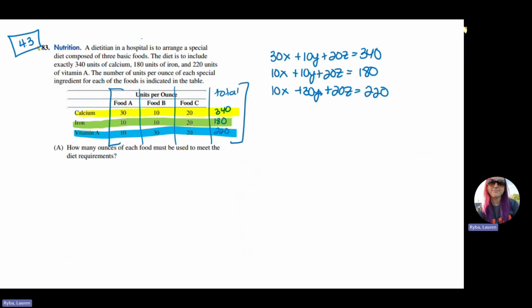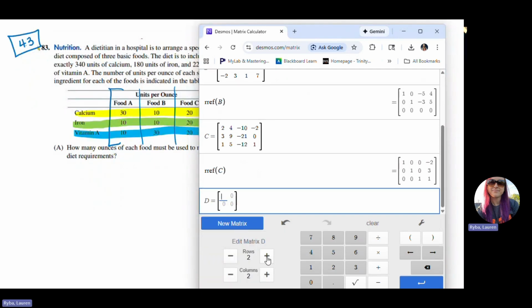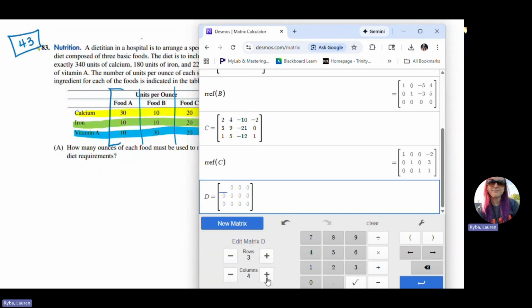So if I have that, then all we need to do is go over here. I'm going to make my new matrix, 3 rows, 4 columns. All right, it was 30, 10, 20. Oops, nope, go back. 20, 340. 10, 10, 20, and 180. 10, 30, 20, and it was 220, right? I think, okay.